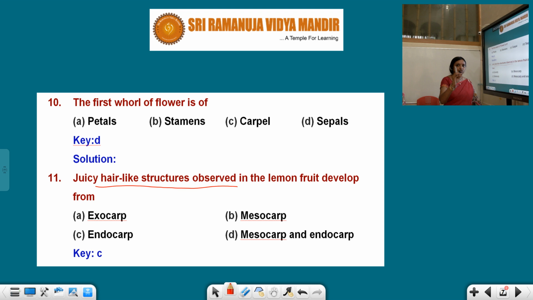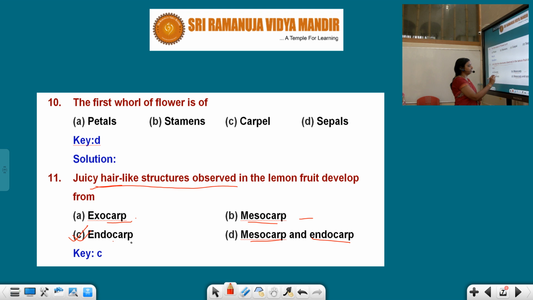And the third, innermost, is endocarp. The endocarp is the juicy hair-like structure which we eat. So the juicy hair-like structure observed in the lemon fruit is endocarp. All these things are explained well. What is exocarp in lemon fruit? It is leathery. Mesocarp is white and papery. Exocarp and mesocarp, both we cannot take. We take only the juicy endocarp. So the juicy hair-like structure is of course endocarp. So answer is C.